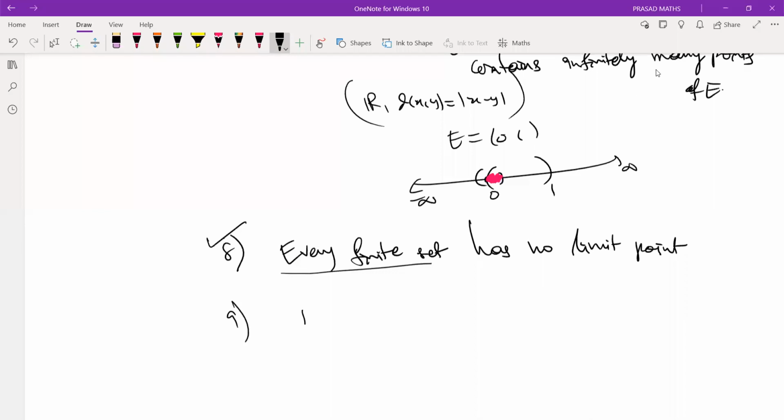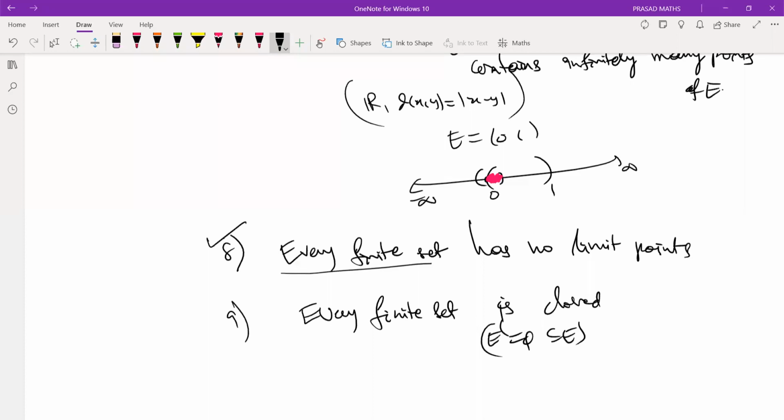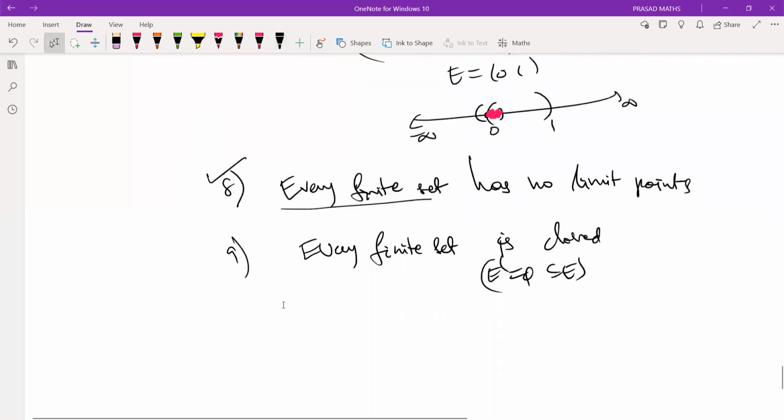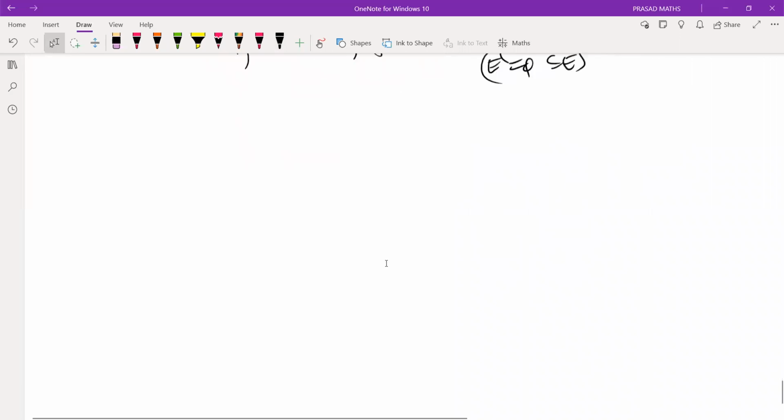Ninth one. Every finite set is always a closed set. Why? Because it has no limit points. E prime is empty. The empty set is a subset of itself. So a finite set has no limit points, therefore E prime is a subset of E. Right? So this is about properties of closed sets and open sets. Next definition.